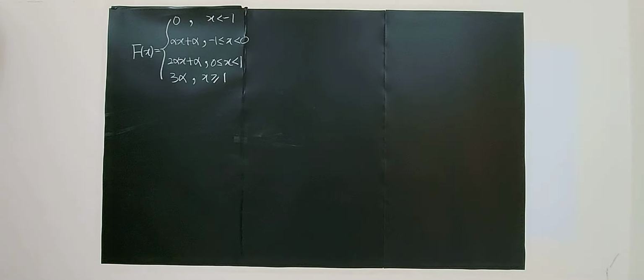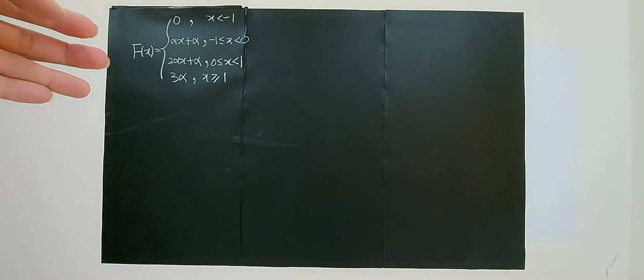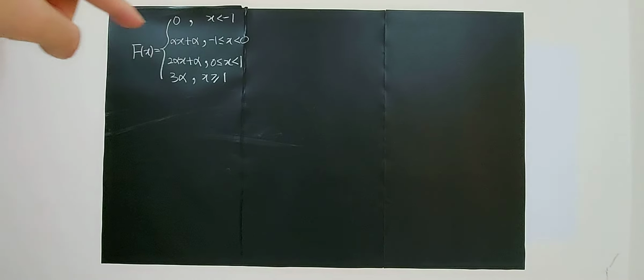Hi, in this question I'm going to discuss a continuous random variable. X is a continuous random variable, and this is its cumulative distribution function. The question starts by asking us to find the value of alpha.